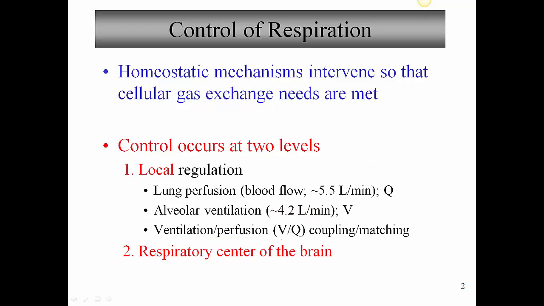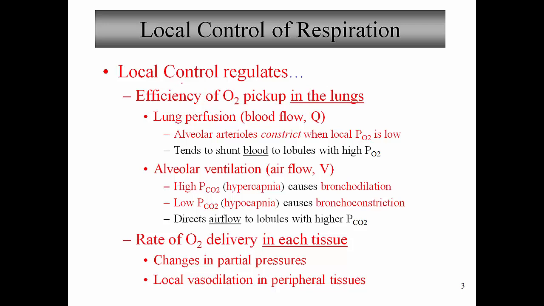And what we want to do is match these two things. In other words, we want to match the amount of air that we're bringing in to the amount of blood that we have in an area of the body. When we talk about local control, we're talking about this process regulating both the efficiency of oxygen pickup in the lungs as well as the rate of oxygen delivery in each tissue. So let's discuss those in a little bit more detail.